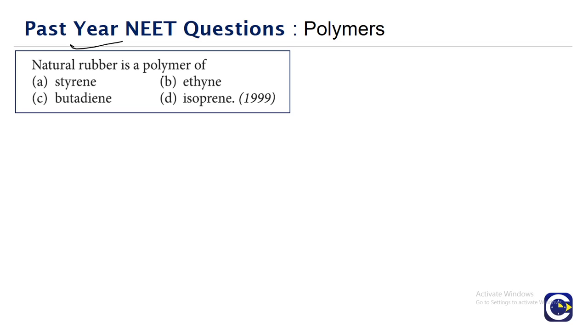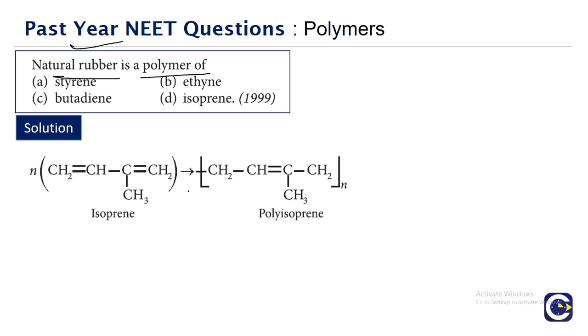Next we have a question that came in the year 1999. Natural rubber is a polymer of? So what is natural rubber? It is the polymer of the cis form of isoprene. So cis 1,4-isoprene, when it undergoes addition polymerization, will give us polyisoprene. That is what natural rubber is. Natural rubber is obtained from the latex of the rubber tree. So what is the answer for this? It is isoprene.